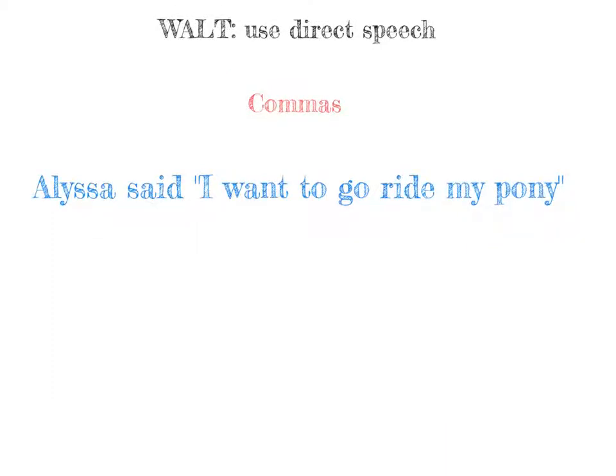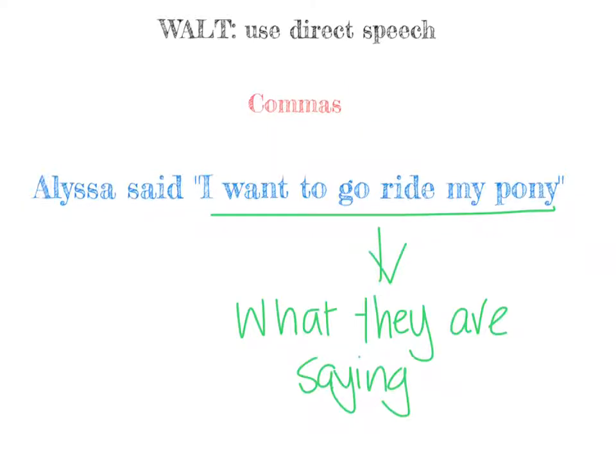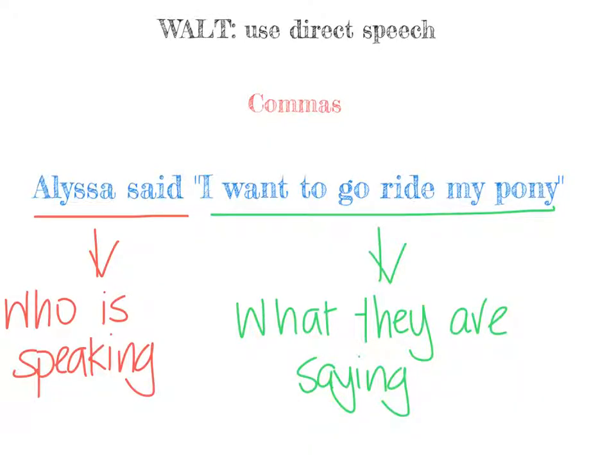So the next piece of punctuation that we're going to talk about putting in our sentence with direct speech is a comma. A comma's job is to separate chunks of information. So we've got two chunks of information in this sentence. Our first chunk of information is what the person is saying. The second chunk of information is who's saying it. So we pop a comma in between our two chunks to separate them. So our comma goes right here. Alyssa said, comma, "I want to go ride my pony."